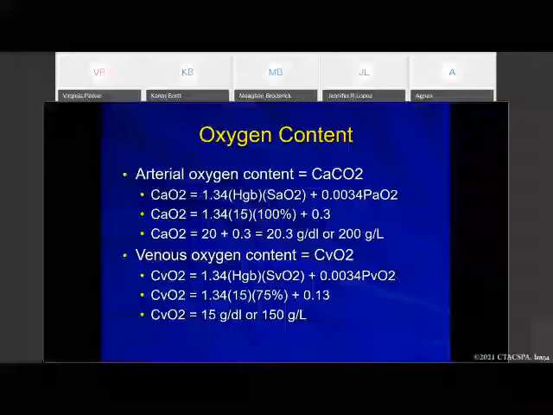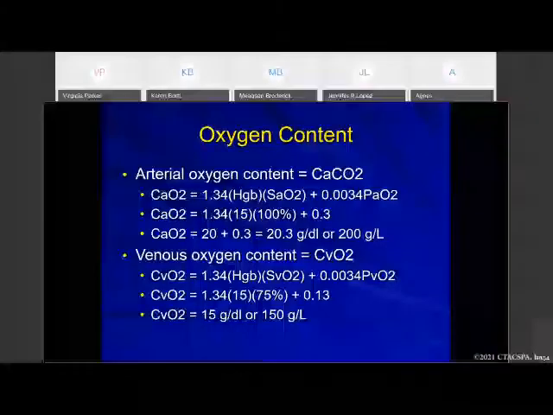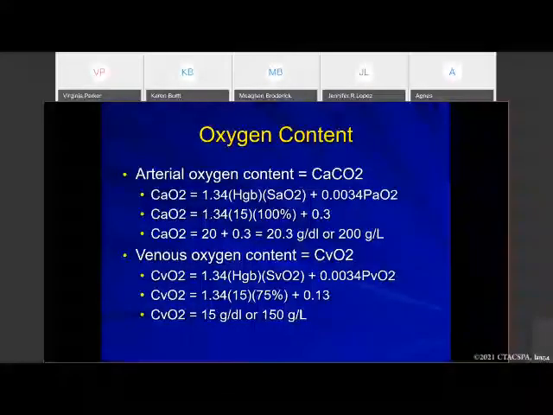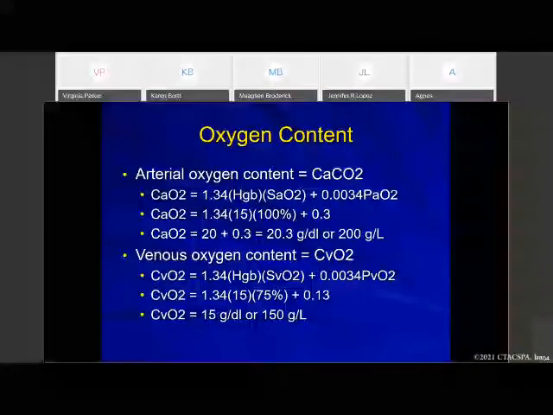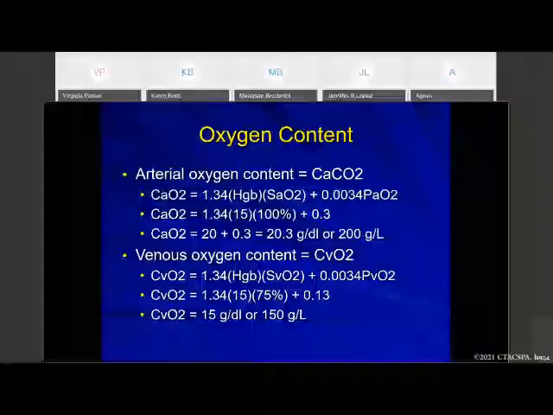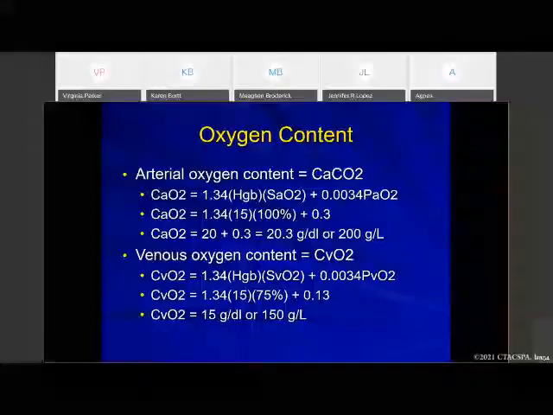The oxygen content equation is here. You can see the equation there. Obviously, hemoglobin is the big carrier for oxygen. The amount of oxygen you have dissolved in your blood, your PaO2, is just a small amount. Only if you are put into a hyperbaric chamber would that number be increased to a great degree. Otherwise, hemoglobin is the driver of your oxygen.